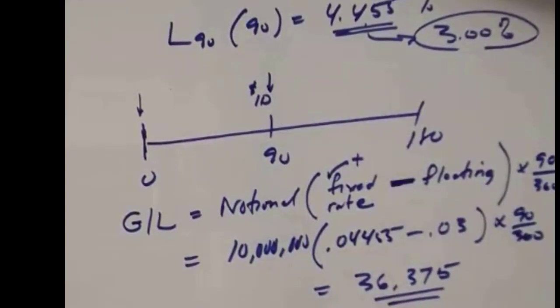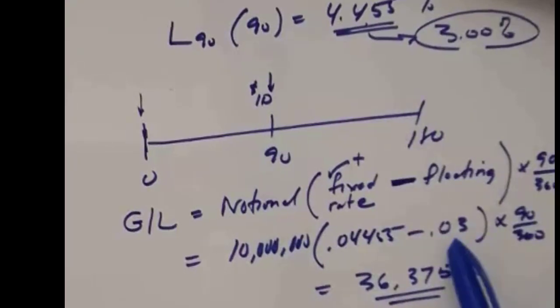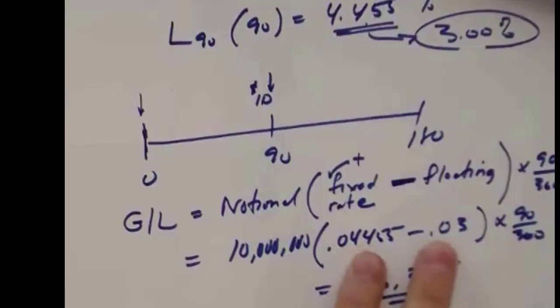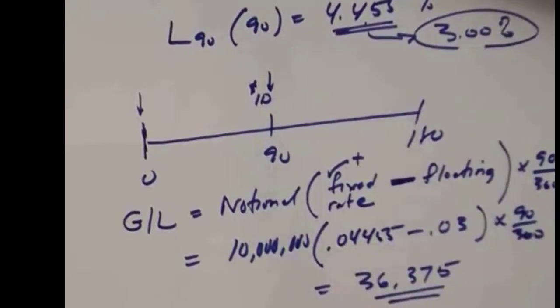Had we been wrong and rates had gone up to 6%, this amount would have been negative, and this amount would have been negative. We would have had to pay money for this forward rate. So as it stands now, we entered into a forward rate agreement, and in 90 days, you know what we're going to get? We're going to get a check for $36,375.